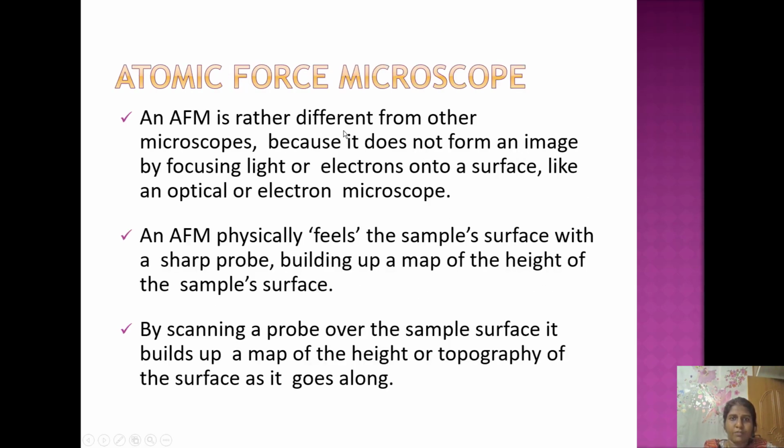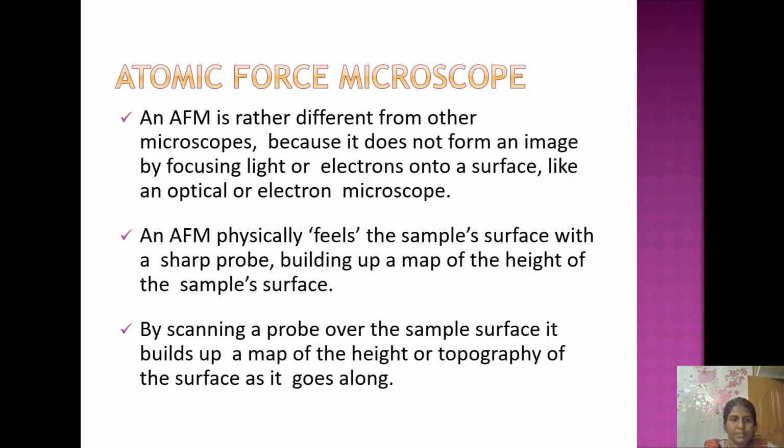The next one is the atomic force microscope. This microscope differs from other microscopes because it does not form an image by focusing light or electrons on a surface like an optical or electron microscope. In AFM, it physically feels the sample surface with a sharp probe, building up a map of the height of the sample surface. The probe touches the surface, and based upon the height, it produces the map.